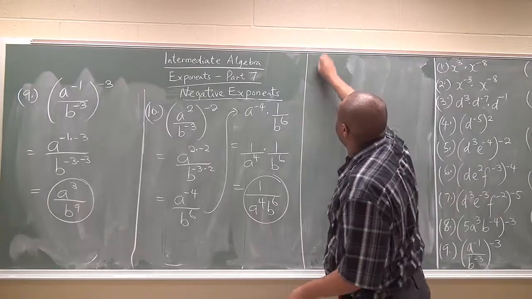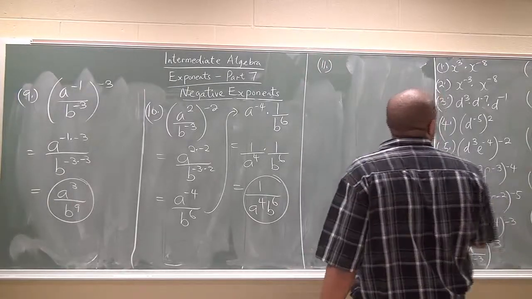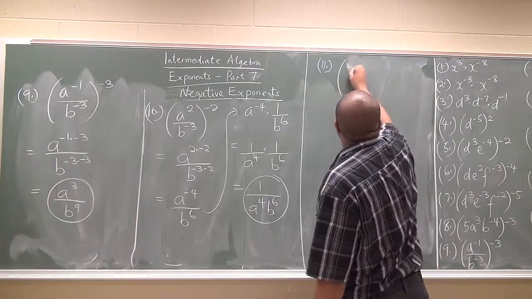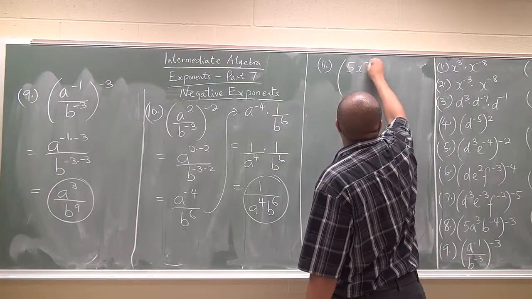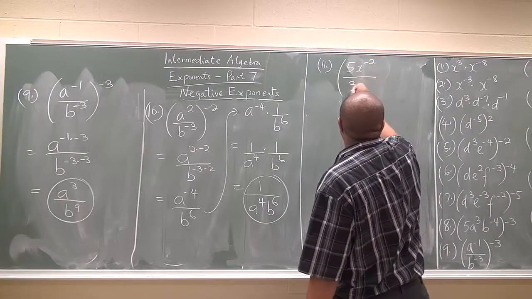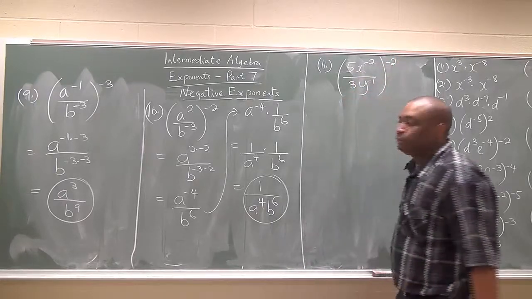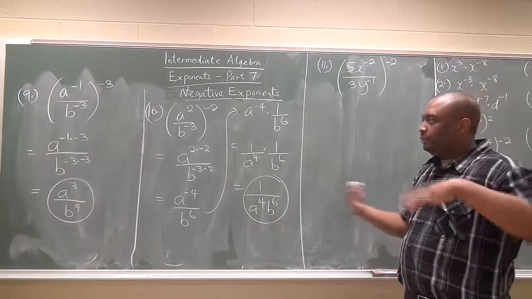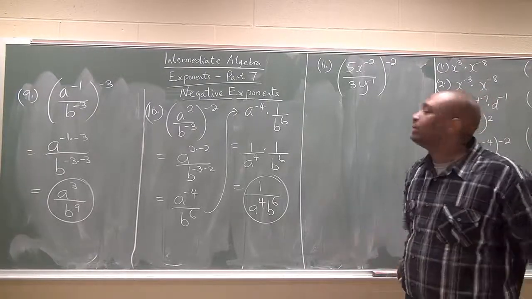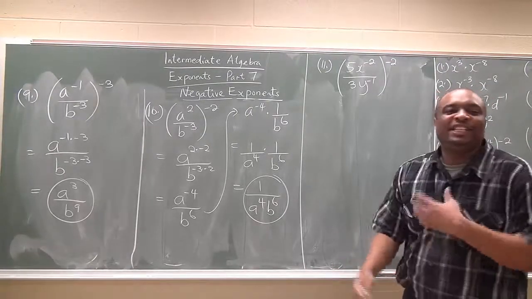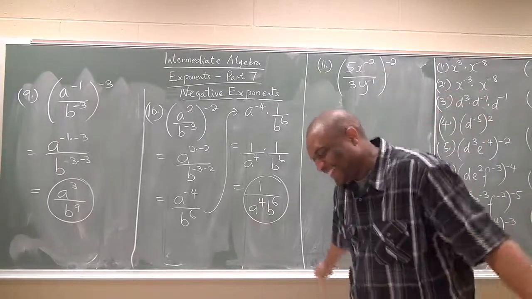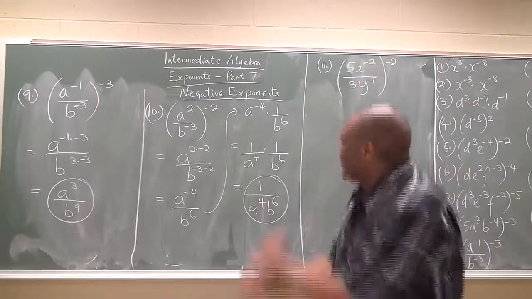Question 11. We have 5x exponent negative 2 over 3y exponent negative 1, all of them exponent negative 2. We are coming gradually to the more challenging ones. Not challenging to me anyway. Not challenging to Mr. C.